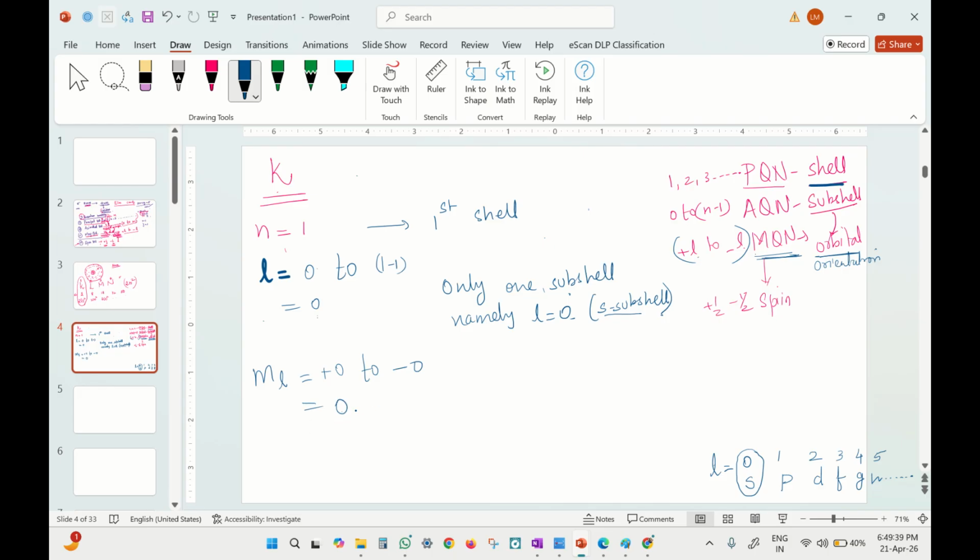Again, 0 does not indicate that there is nothing existing there. There is something whose label is 0. There is some object, some gift, which is having a label called 0. Got it? So this is the orientation. What is the orientation? When I get only one M value, for L is equal to 0 or S subshell, I'm getting only one orientation.